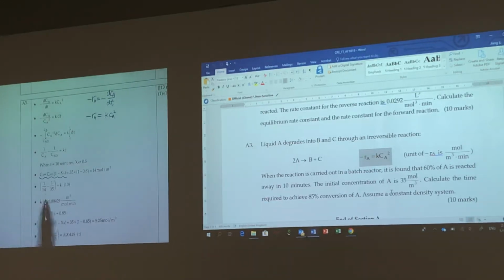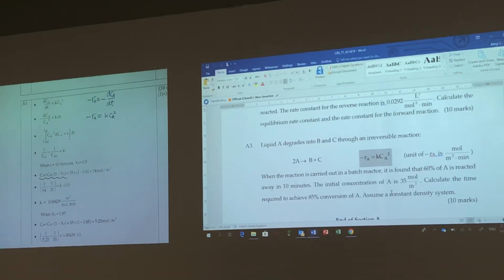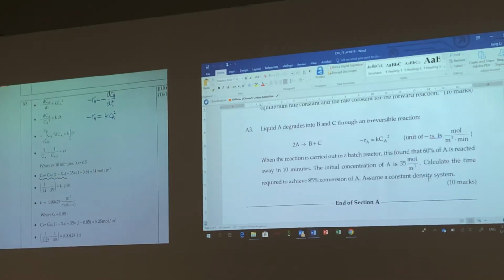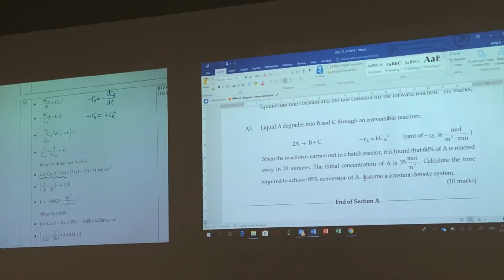Then after this, you calculate. This is your K. You find the K first, then you find the time needed for this conversion.